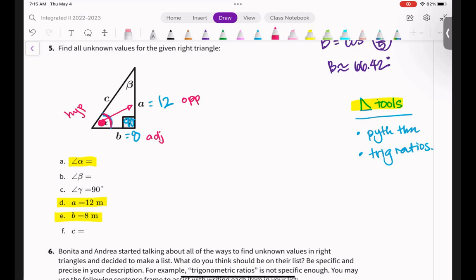So which trig ratio, sine, cosine, or tangent, is related to opposite and adjacent? And so you're like, sine, no, because that's opposite over hypotenuse. Cosine, no, because that's adjacent over hypotenuse. So it must be tangent. So over here, I'm going to write the tangent of alpha equals opposite, which is 12 over 8, which equals 3 over 2. So I'm just going to simplify that right off.